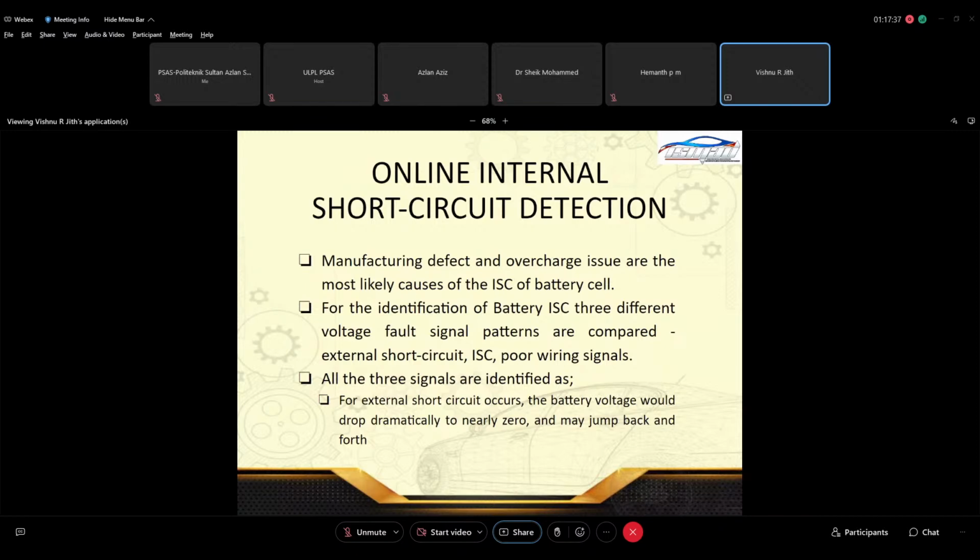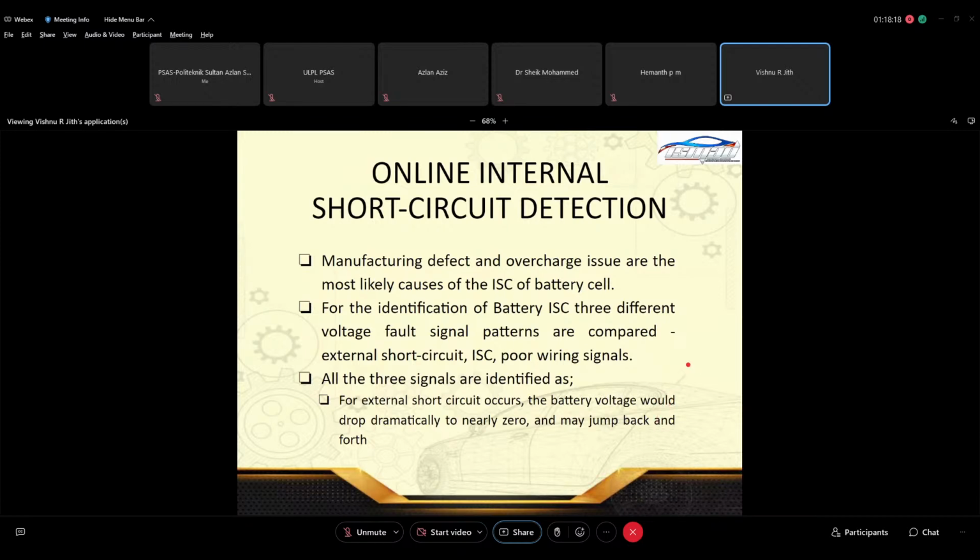The manufacturing defect and overcharge issue are the most likely causes of the internal short circuit of the battery cell. For the identification of the battery internal short circuit, we can monitor the voltage parameters and temperature parameters online. In order to identify the battery internal short circuit, three different voltage signals are compared: the external short circuit, the internal short circuit, and the poor wiring short circuit.